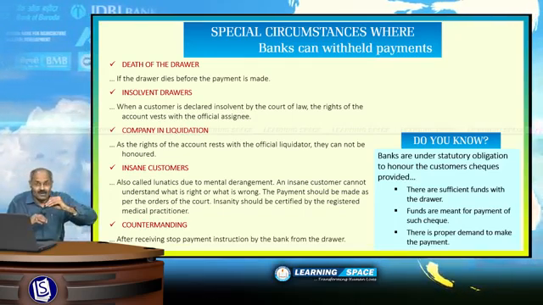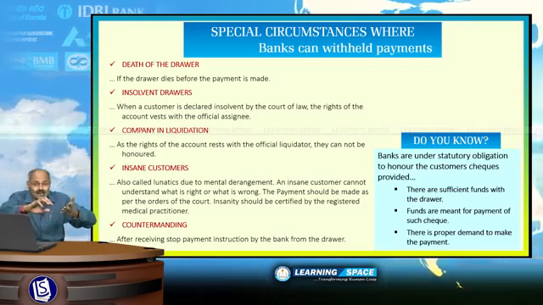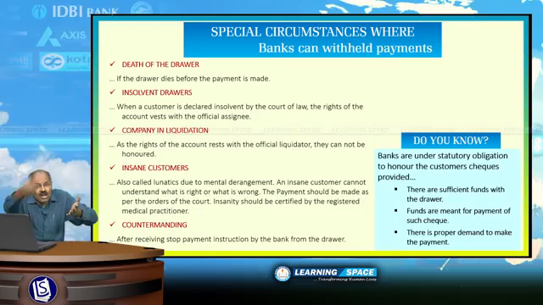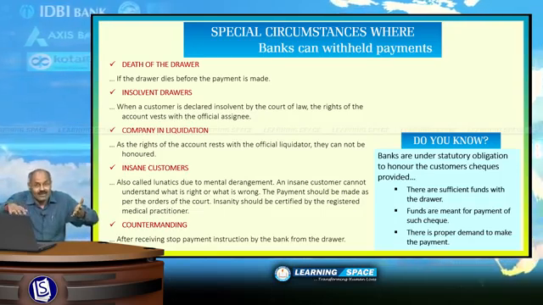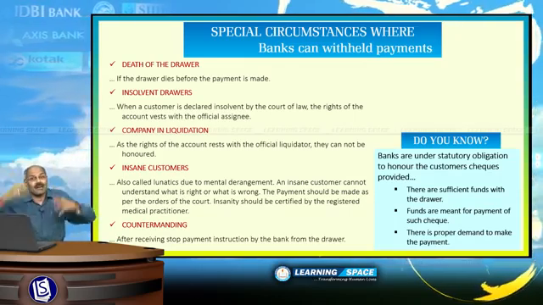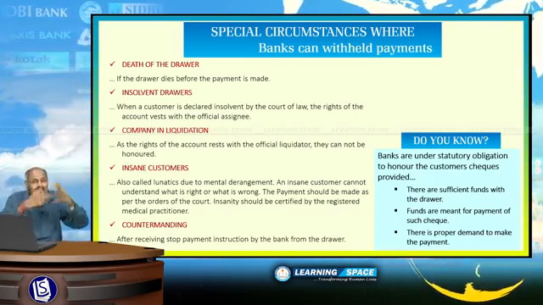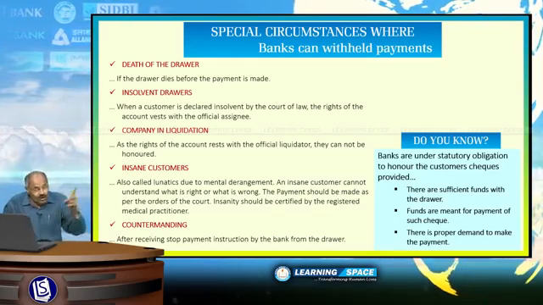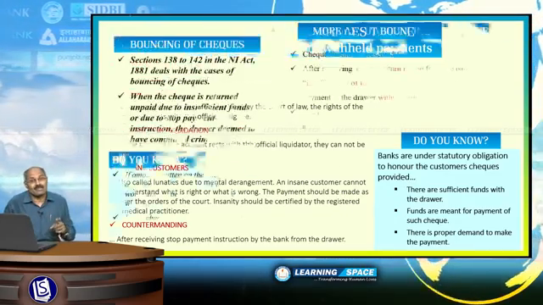Fifth, countermanding, that means some X has given check and Y has not yet presented. Before that, when X asks bank to stop payment, then that payment cannot be made to Y. That is called countermanding of the payment. So, under these circumstances, check payment can be withheld. Banks cannot pay under these circumstances, right?